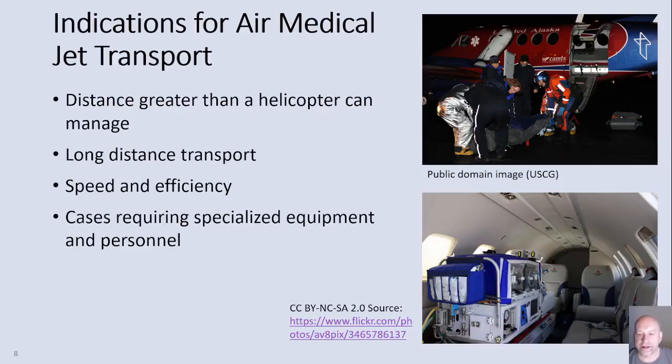The thing about jets is that they can also be used for other critical needs like transporting high-risk neonates, which is actually what we see in the bottom picture here. This is the inside of an air medical transport jet with a neonatal isolette, so it's set up specifically for neonatal air medical transport.